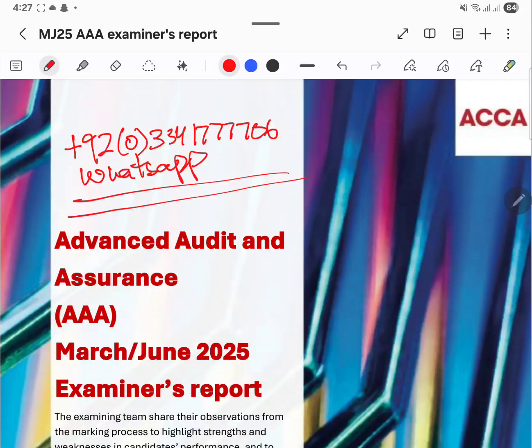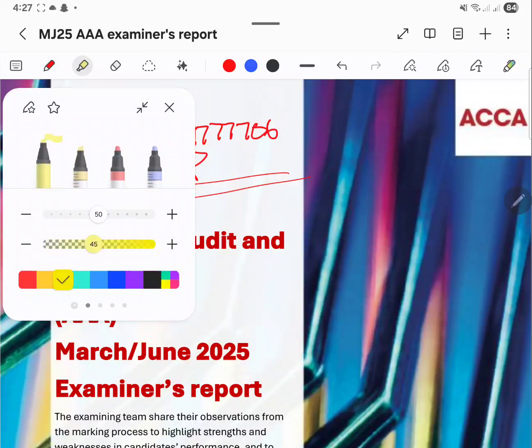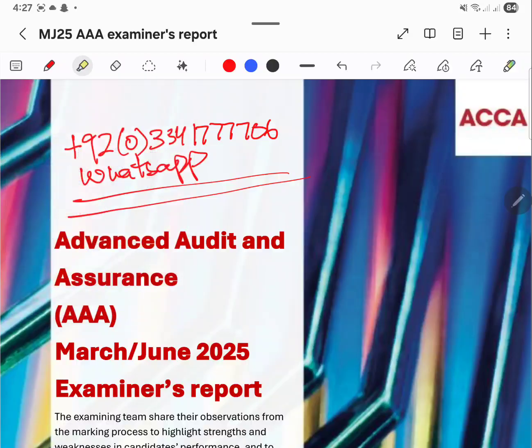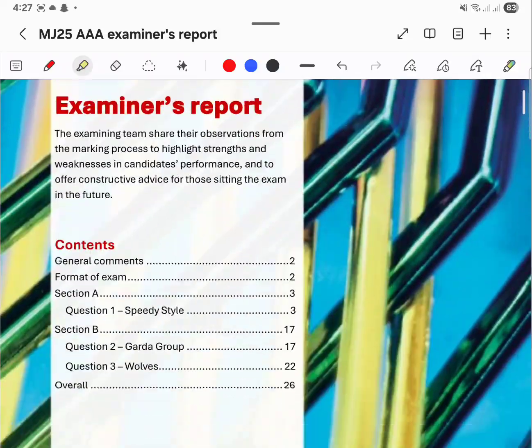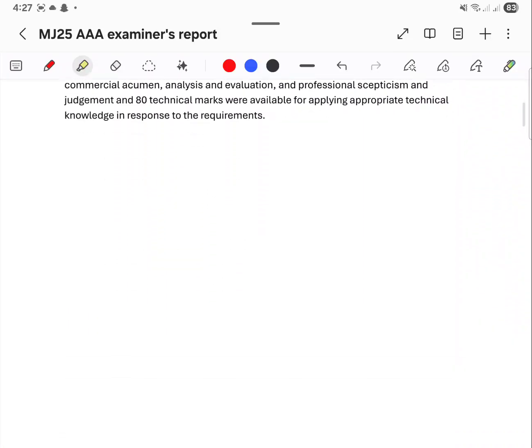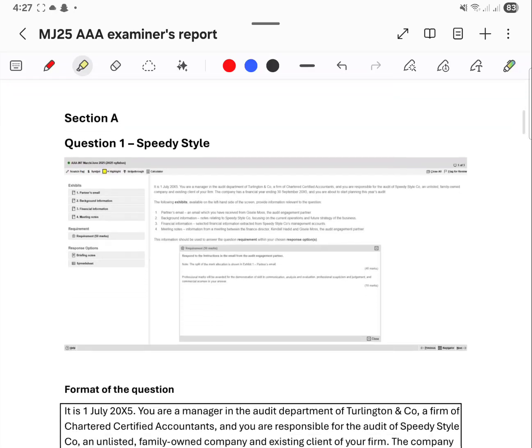Before examination, one of the important documents to understand is the examiner's report, and I have the recent examination report of Advanced Audit and Assurance. You should know what others did wrong, which caused them to fail the paper, so that you don't repeat it. So let's dive in and do it.